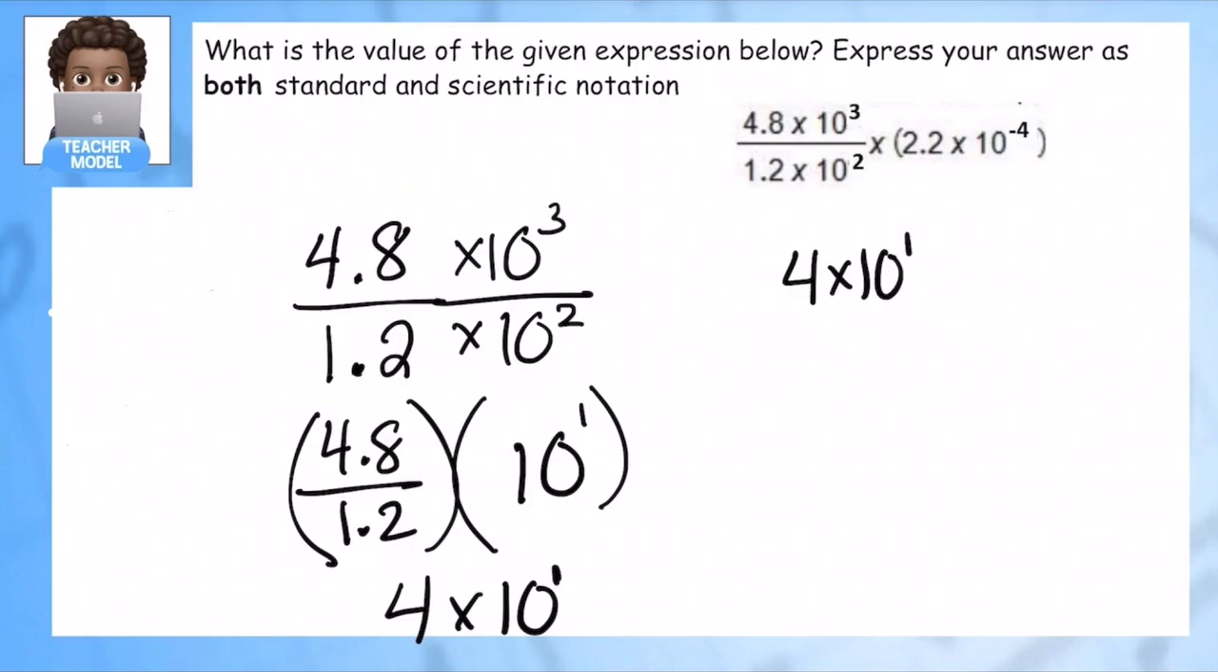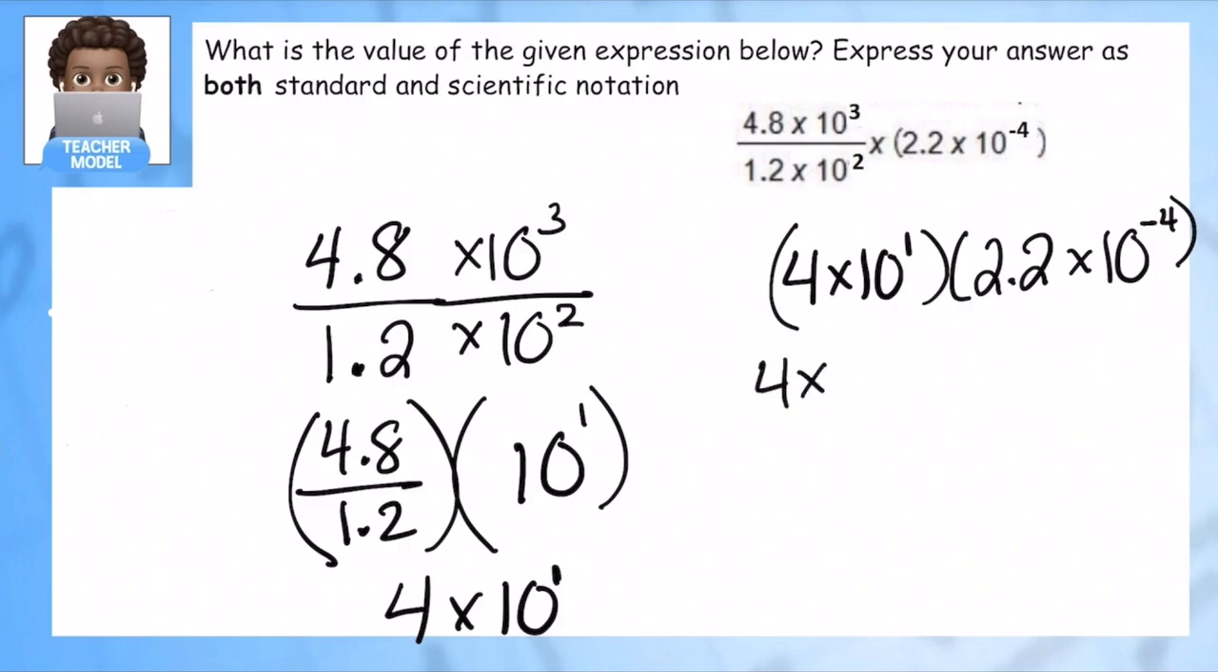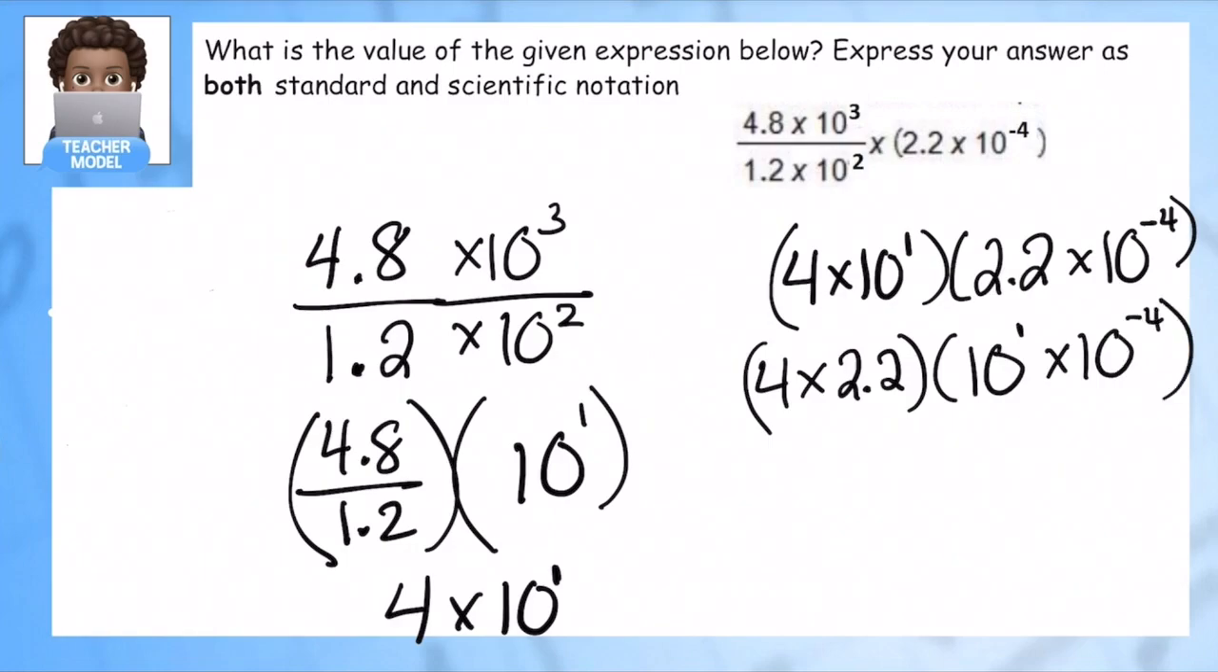And now I'm multiplying this by 2 and 2/10 times 10 to the negative 4th. So again, I'm going to separate these. These two terms are being multiplied, and these two terms are being multiplied.